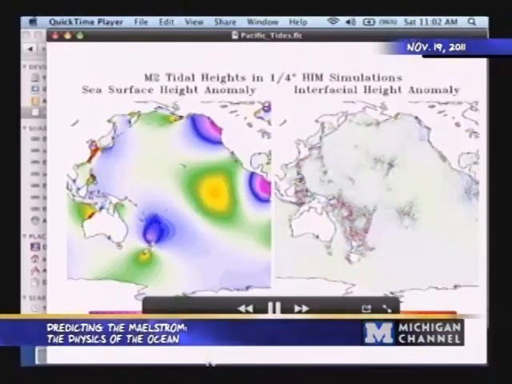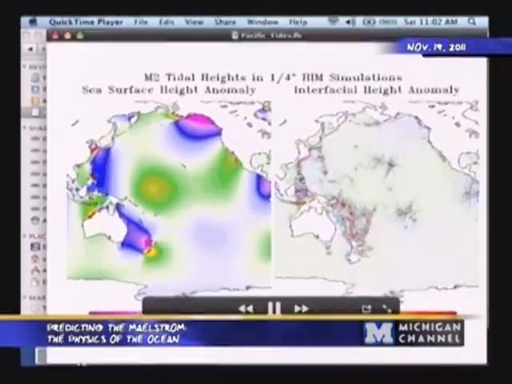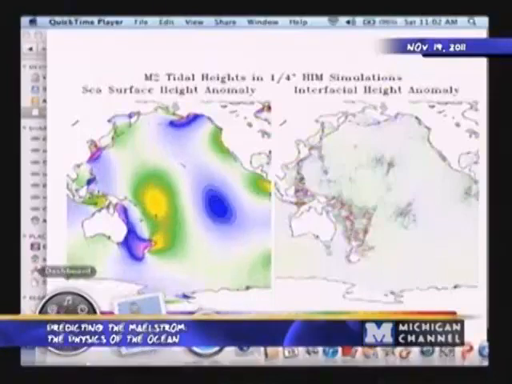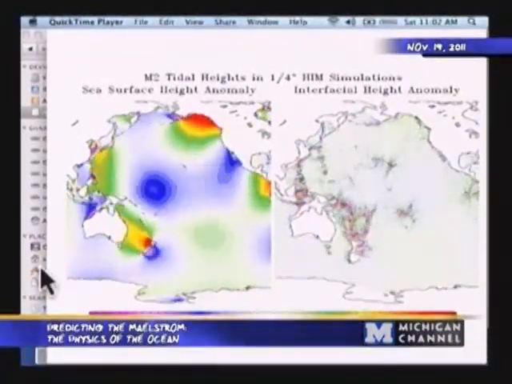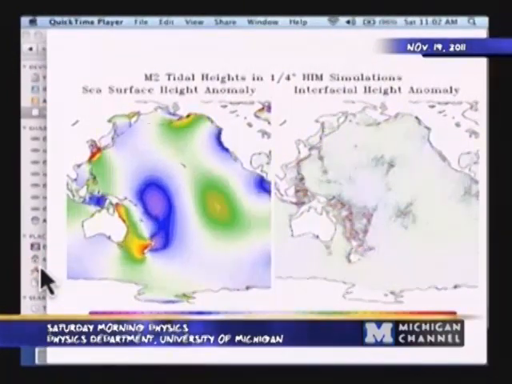Here's what the tides look like. This is more one of my specialties. So this is a model of the M2 tides. M2 stands for moon twice daily. So it's the principal lunar semi-diurnal tide, which has a period of 12 hours and 25 minutes.